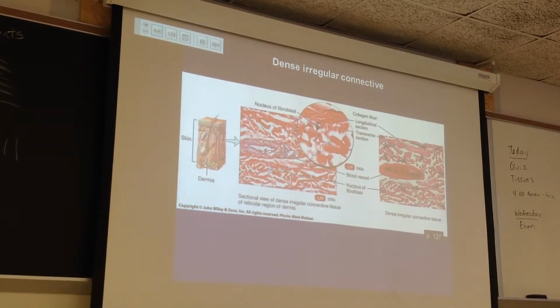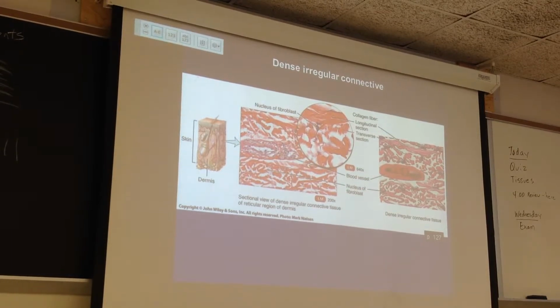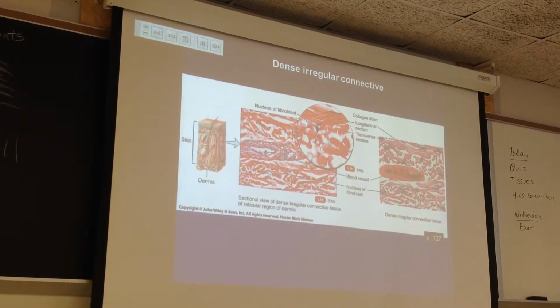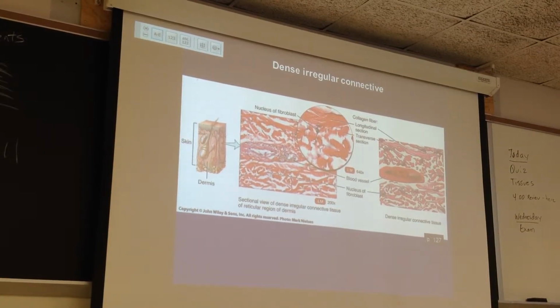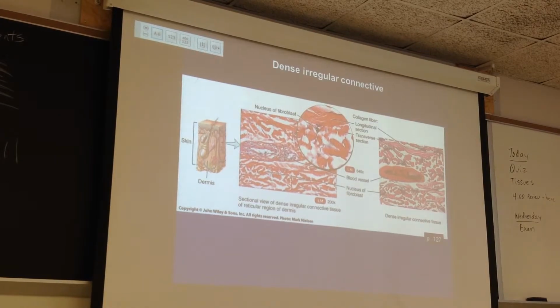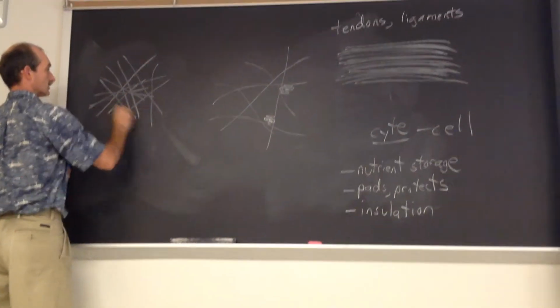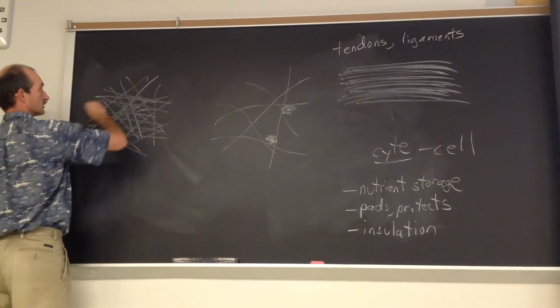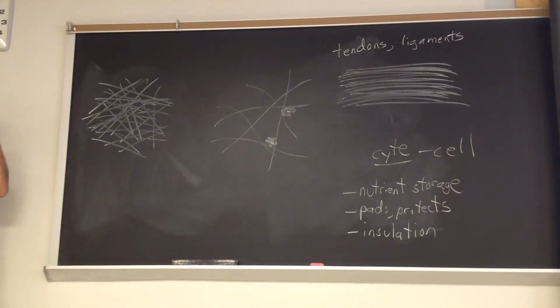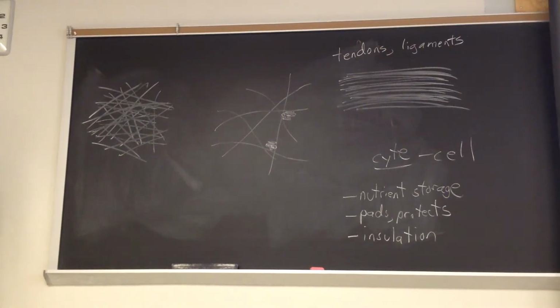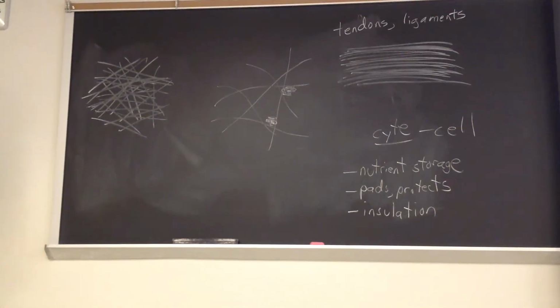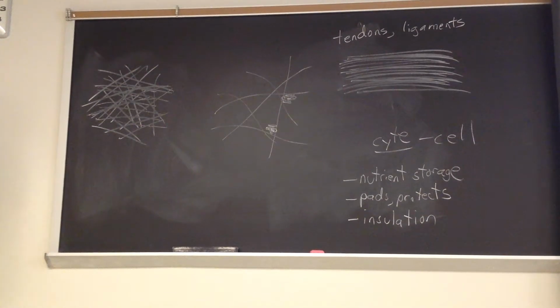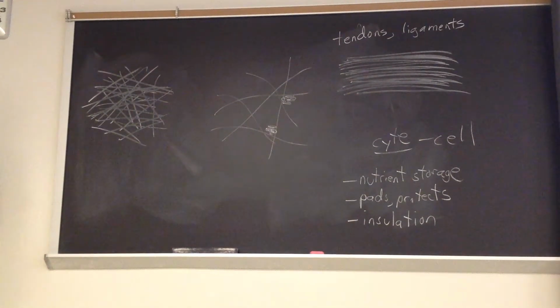The next kind of tissue we're going to call dense irregular. What's similar to the last tissue? What's similar is lots of collagen fibers. Again, there's some fibroblasts in there that are secreting the fibers. But notice there's a lot of fibers, but they're all arranged in different directions.